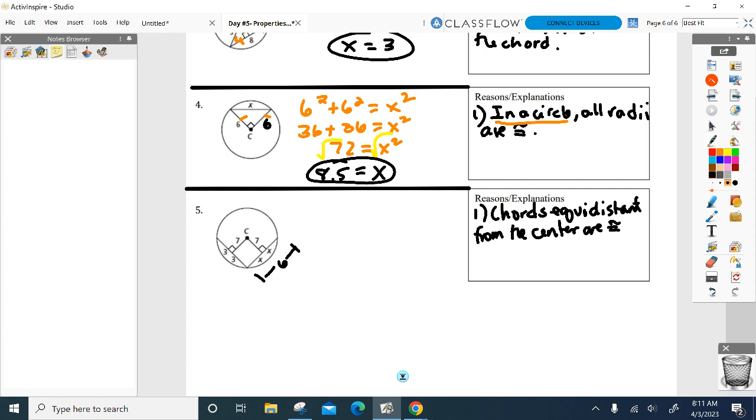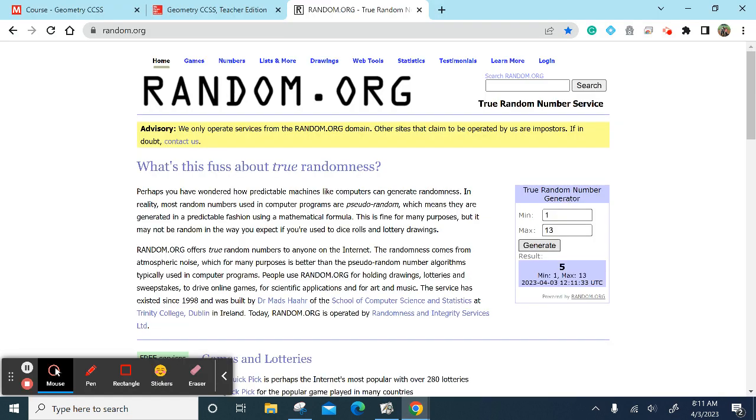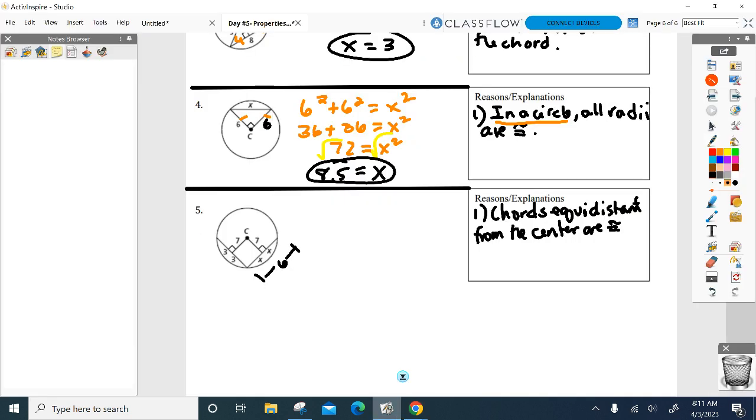Oh, how do I get to x though? Let's use another fact. Everyone see my right angle? I know it's not a full one, but this is a part of a diameter. So what happens between these two that meet and form a right angle? What happens to my chord?